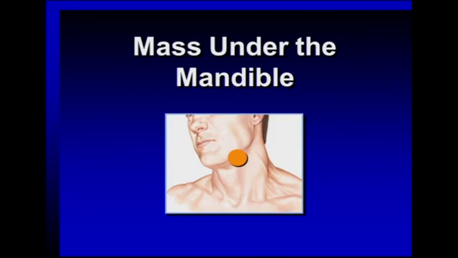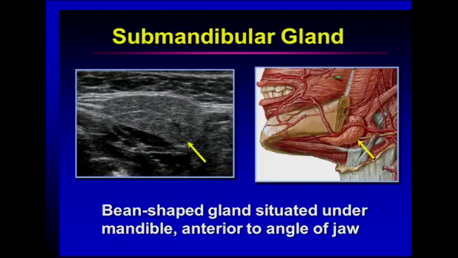A patient may present with a mass more anteriorly in the face and upper neck under the mandible. These are often arising from the submandibular gland. This is a more well-defined salivary gland. We can see its outline here clearly on the ultrasound exam, located deep and just under the mandible.